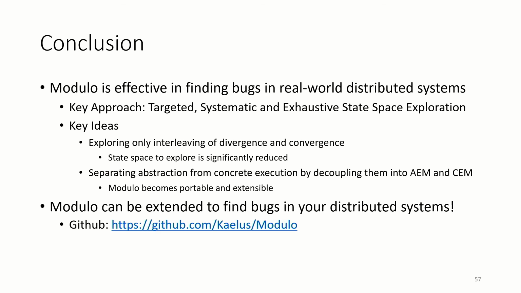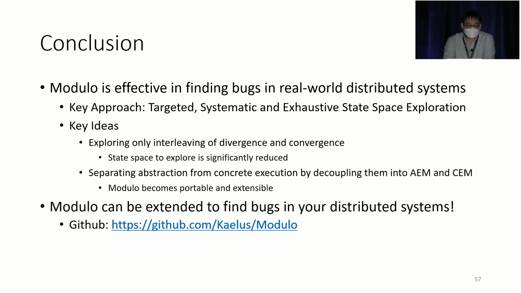So in conclusion, Modulo is effective in finding bugs in real-world distributed systems. Our key approach is targeted, systematic, and exhaustive state space exploration. And key ideas are exploring only interleaving of divergence and convergence, which mitigate the state explosion problem, and separating abstraction from concrete execution via AEM and CEM. Therefore, Modulo becomes more portable and extensible. And so Modulo can be extended to find bugs in your distributed systems.